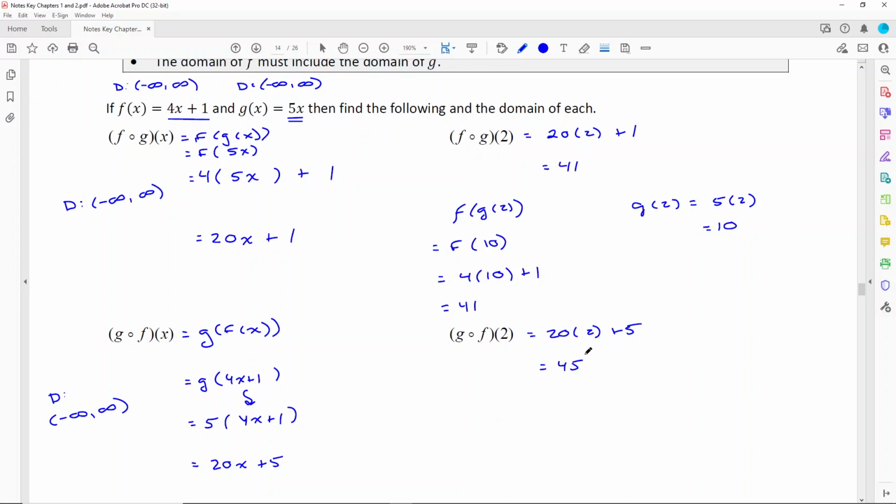But again, I could have plugged in x is 2 into my f of x equation, right? And gotten 4 times 2 plus 1 is 9. And then I could have plugged 9 into my g of x equation and gotten 5 times 9 is 45.